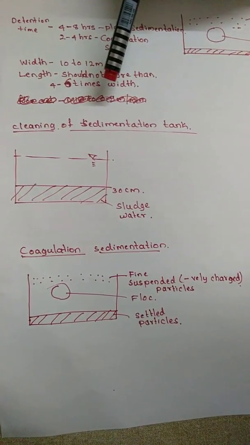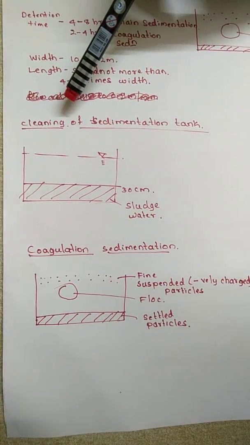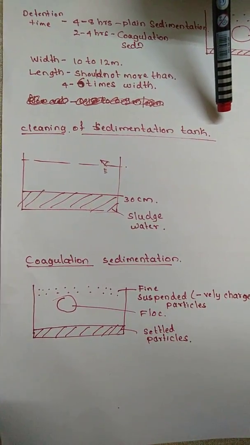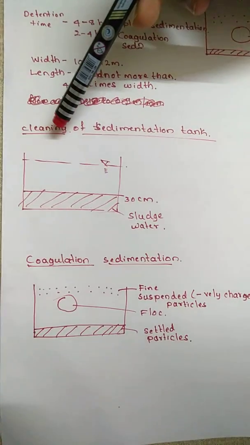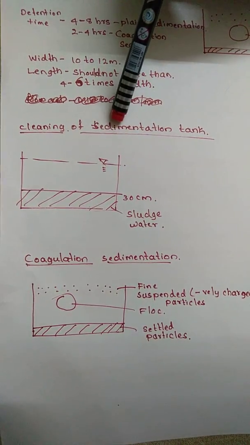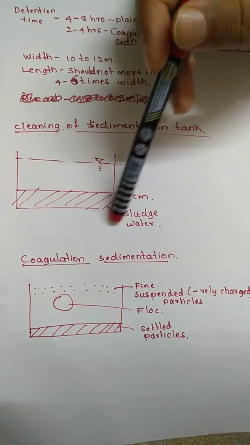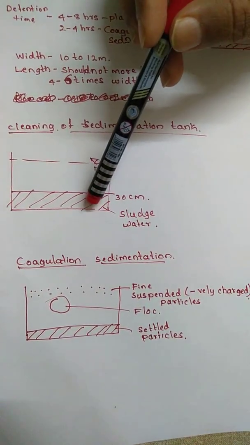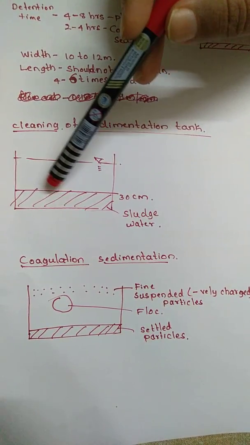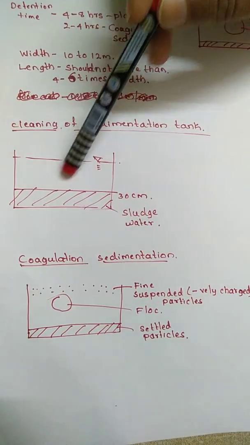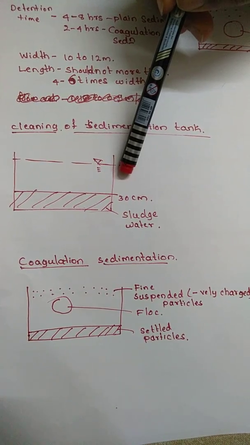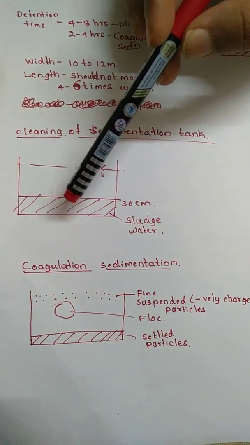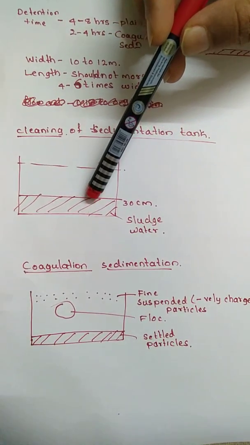Today's class, we are also going to see how to clean the sedimentation tank. While cleaning the sedimentation tank, we want to remove the sludge from the tank. If we don't remove the sludge, what will happen? It goes on accumulating and the capacity of the sedimentation tank gets reduced. For that, we need to remove the sludge.